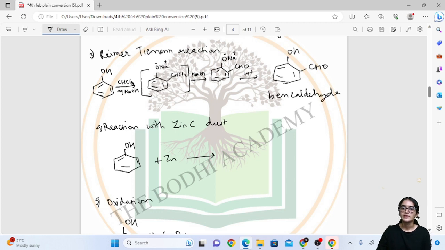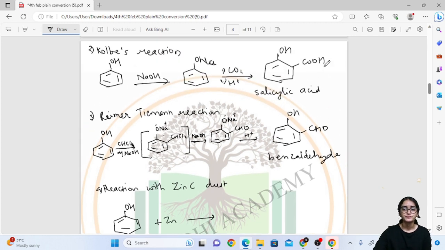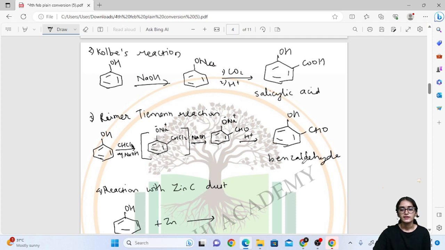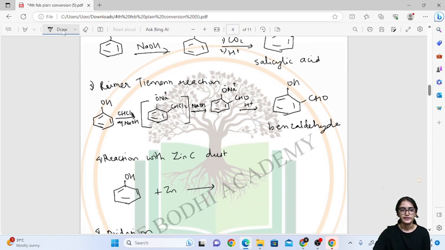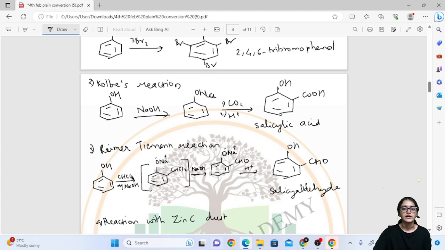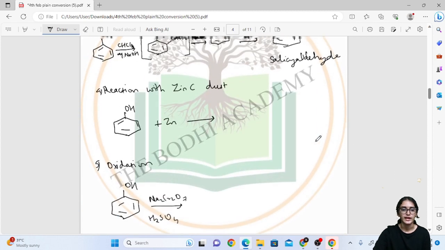This is salicylaldehyde, not benzaldehyde. So the name of this will be salicylaldehyde. These two reactions are very important, in which we are preparing salicylic acid and salicylaldehyde. Salicylic acid is Kolbe's reaction, salicylaldehyde is Reimer-Tiemann reaction.